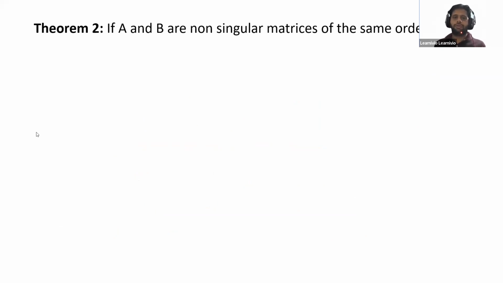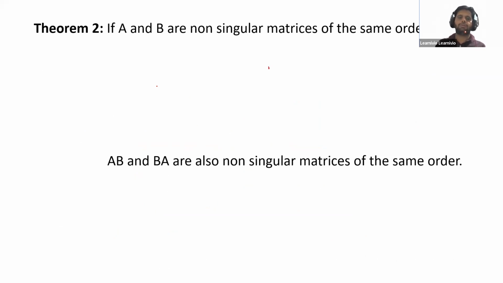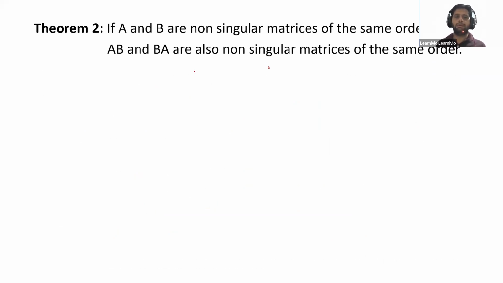Now, theorem 2. If A and B are non-singular matrices of the same order, then AB and BA are also non-singular matrices of the same order. So first thing, Abdul, what is meant by non-singular matrices?